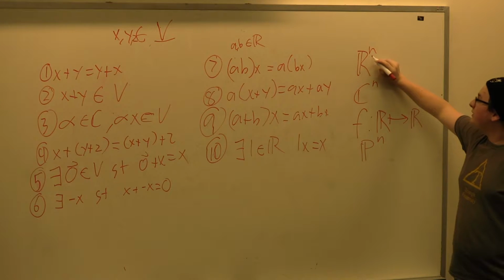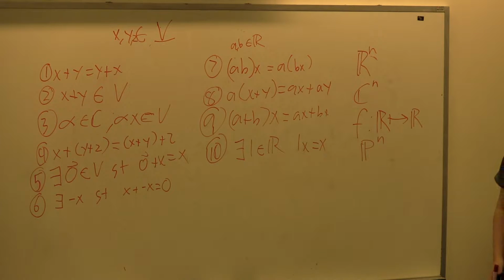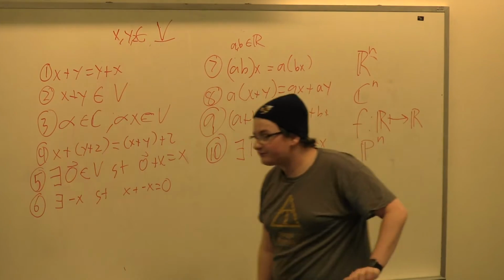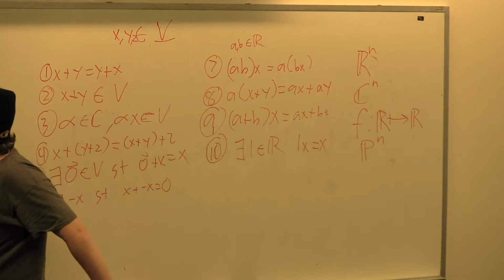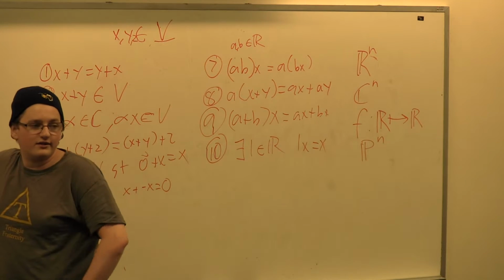Most likely you understand what this n means, but just to clarify, that's something called a Cartesian product, where if I have two sets, A and B, their Cartesian product is written out like this.